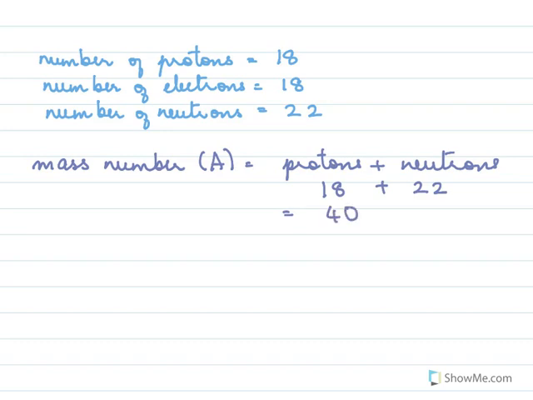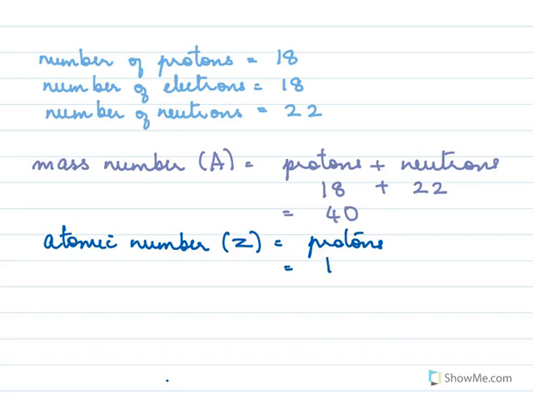So mass number is 40 and atomic number Z equal to only protons. And here protons are 18. So that is your atomic number. So if you were to write this element, say it is X and I don't know what is the symbol, you write 40 on the top here and 18 down here.